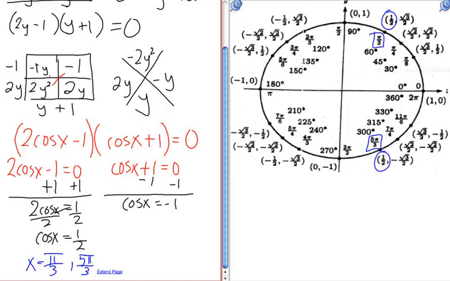So then I look on the unit circle. Where is cosine of x negative 1? Cosine of x is negative 1 only here, at pi. So this will be true when x equals pi. These are my 3 solutions to this quadratic equation.